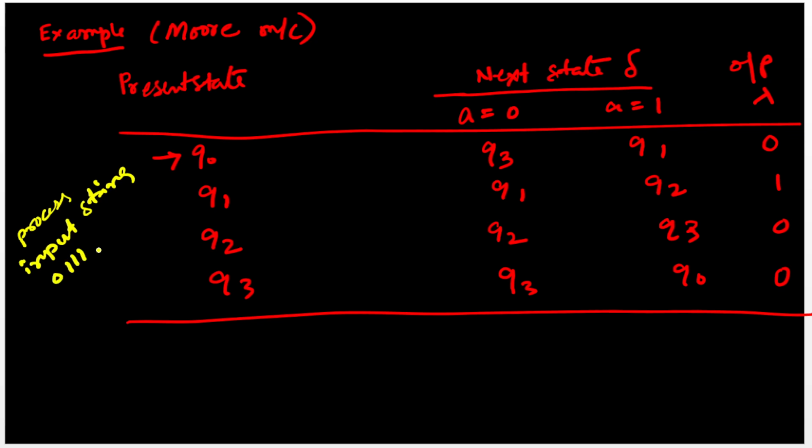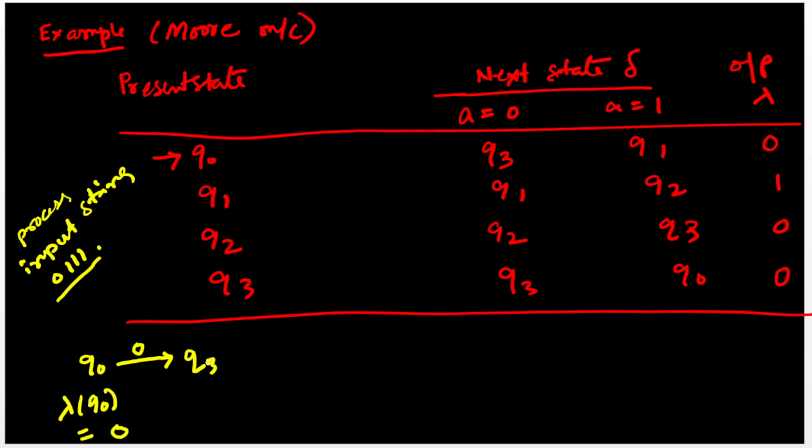Suppose the input string is 0, 1, 1, 1. We have to process this string and write the entire sequence of states and what the output will be. So we start from q naught. You are in q naught, and by taking input 0 you move to state q3. And what is the output when you are in q naught? Because output depends only on the present state, lambda of q naught gives you output 0.